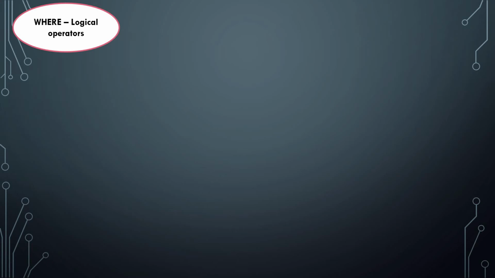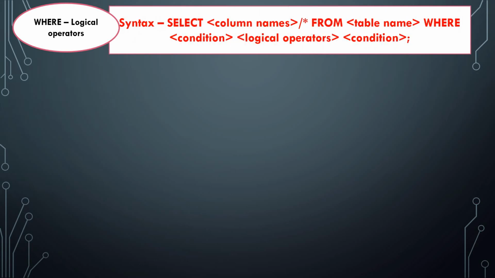After that, next we have logical operators. We have three types of logical operator. First one is AND, next one is OR, and the other one is NOT. NOT we have already used before. Now we are working on AND and OR. AND means must and OR means optional. The syntax is select column names or a star from table name where condition.